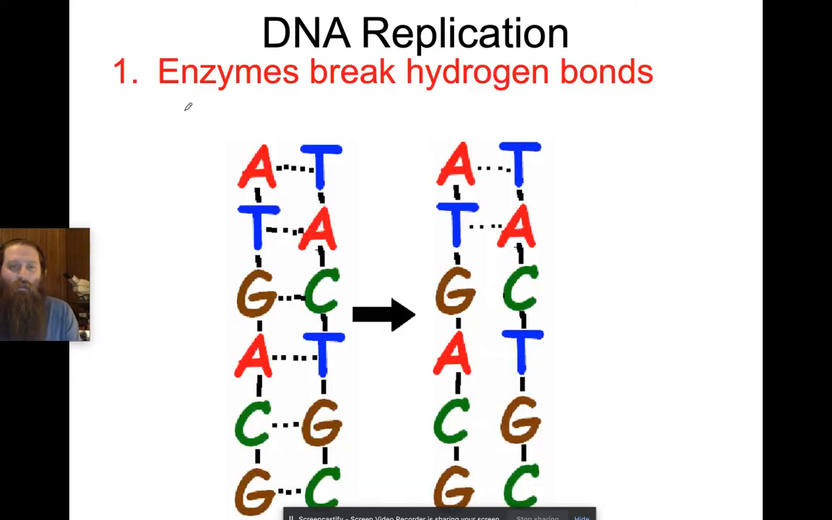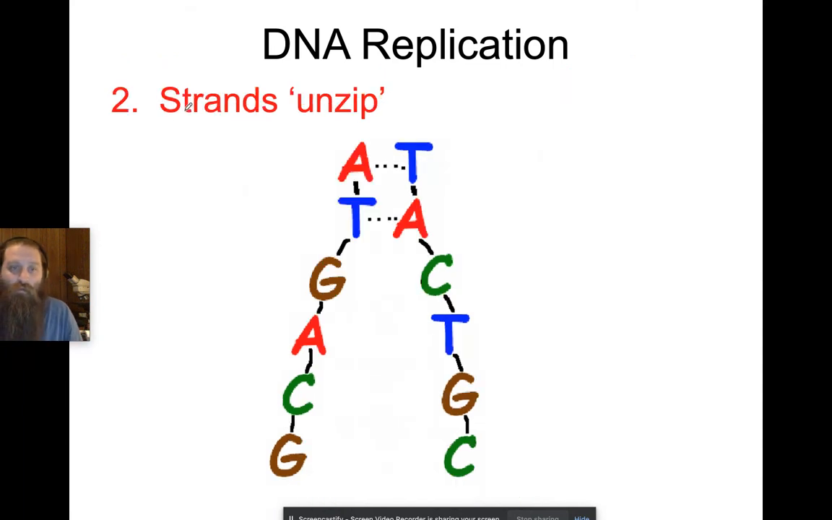So the first step of DNA replication, you have to break down your hydrogen bonds. You have to get the DNA to be able to come apart. And the second step is then going to be an unzipping of the DNA. Now, in this picture that I've drawn here, it almost looks like the tail end of the DNA is just left to dangle. That's not always true.